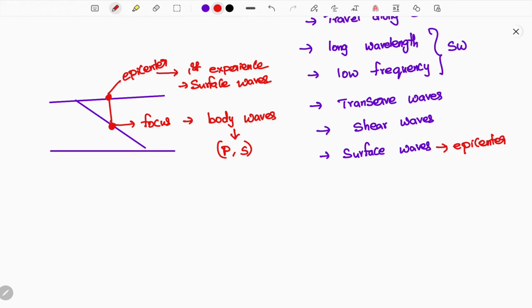This part is more sensitive because it has already been asked in UPSC: the surface wave is first experienced at the epicenter, and from here it starts.